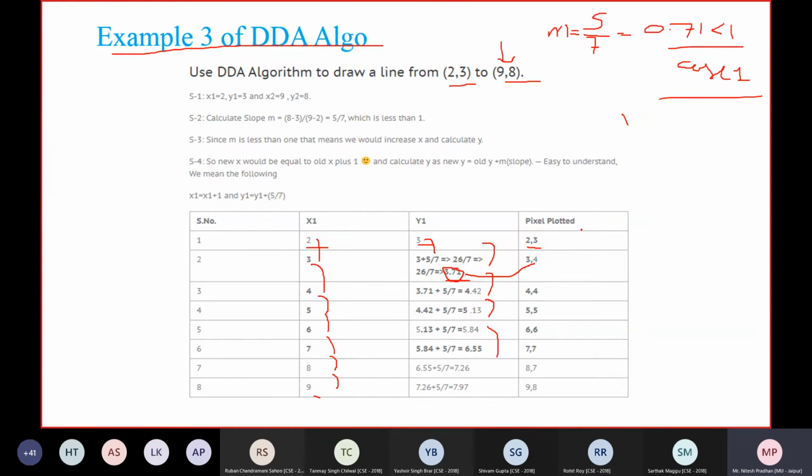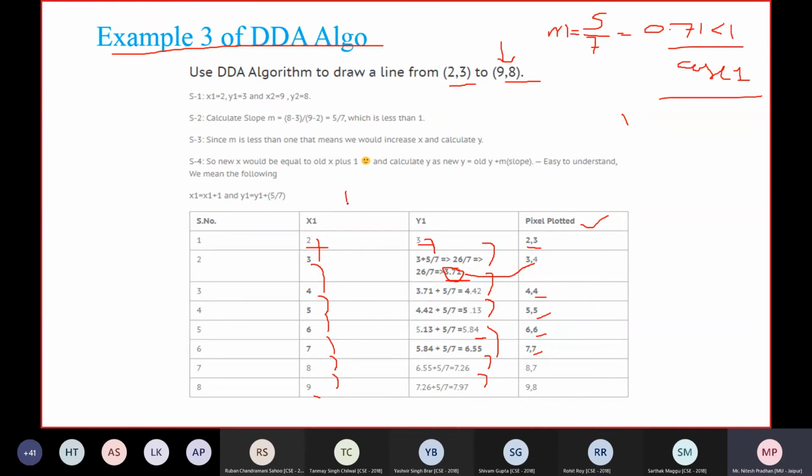But at the time of pixel plotting, you are taking floor or ceiling according to the given scenario. So every time, like 4.42 becomes 4, 5.13 becomes 5, 5.84 becomes 6, 6.55 becomes 7, and so on. Okay, so इसका थोड़ा ध्यान रखना आपकी फ्लोर और सीलिंग वैल्यू कब लेनी है.